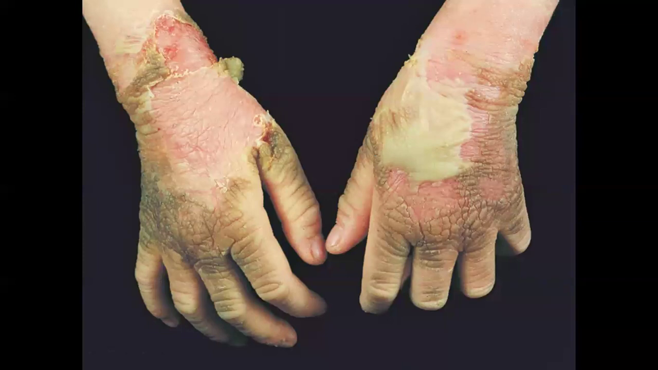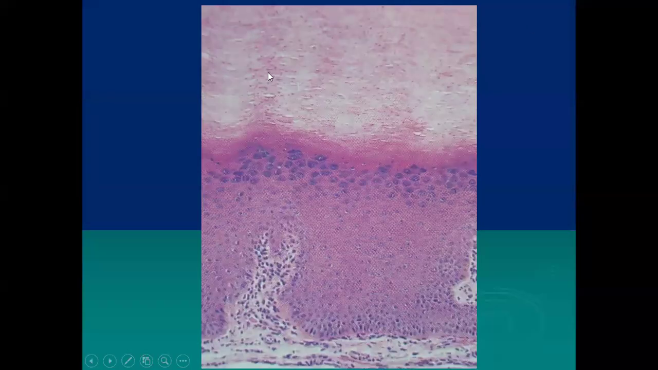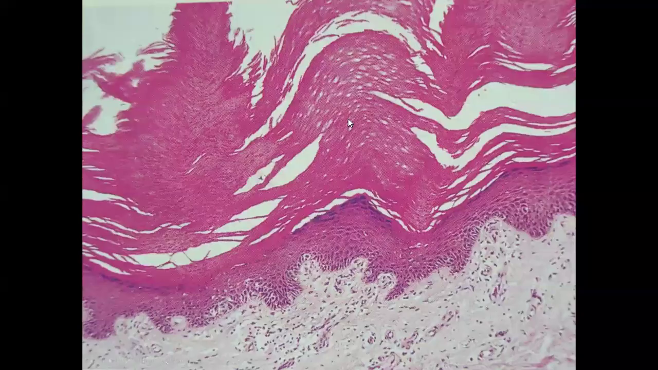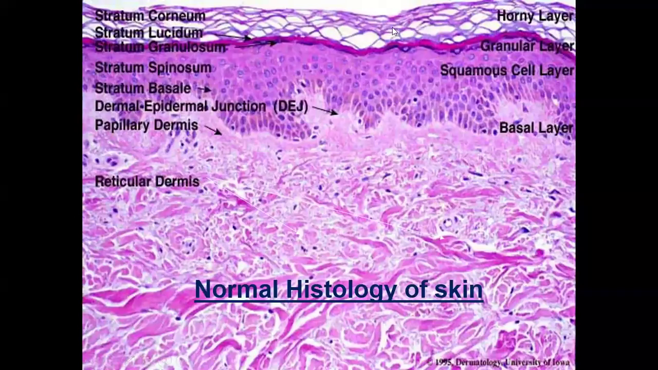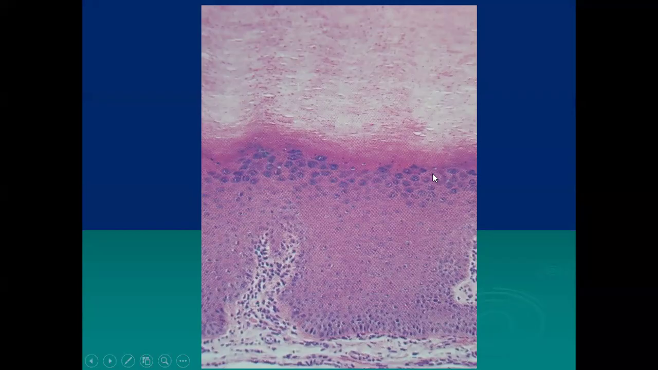Another example of a hyperkeratotic condition is bullous ichthyosiform erythroderma, again characterized by hyperkeratosis and some degree of acanthosis. This is again a very thick and compact stratum corneum. Usually the stratum corneum is basket weave-like. This is the normal stratum corneum you can see here. This is just like the weaving of a basket. And in hyperkeratosis, the stratum corneum is thick and compact.